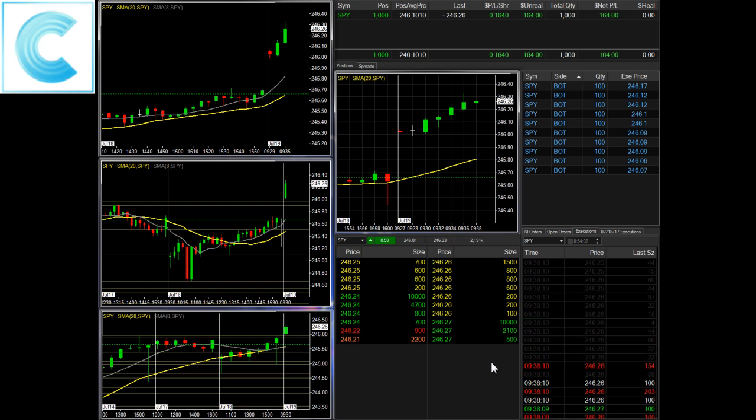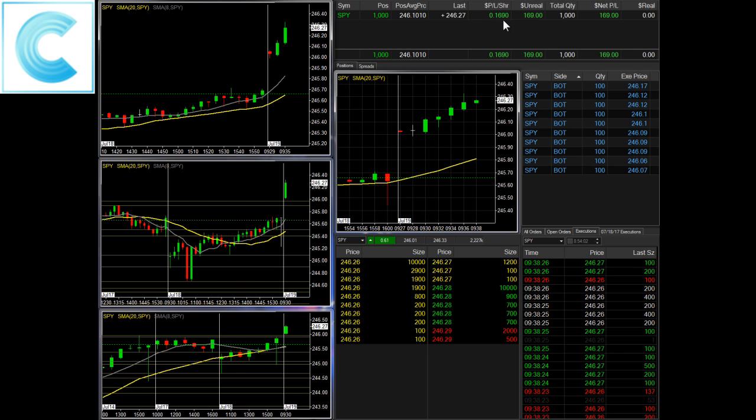Alrighty, so it's not looking too terribly bad at this moment. I do have a little bit of buffer room because my average position is at the 10s, current price is at the 28s, and my unrealized profit is $159. So it does give me a little bit of play room. I'm not going to let it go against me at the 10s, obviously.